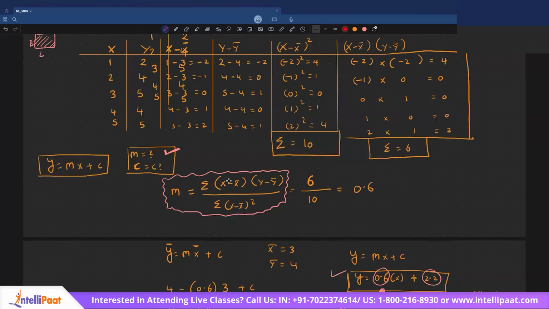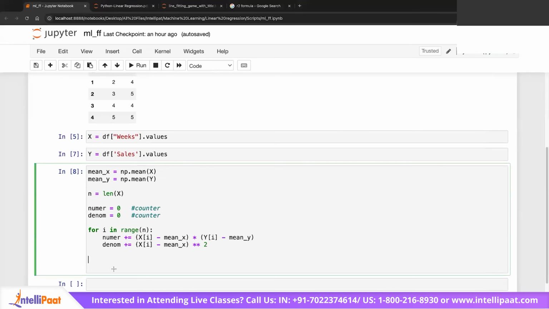Numerator divided by denominator should give me the value of m, correct? m should be equal to numerator divided by denominator. Agree or disagree? Okay, that's good.